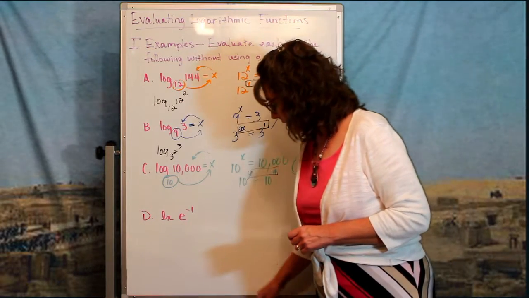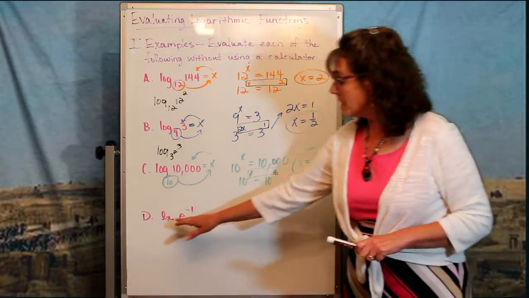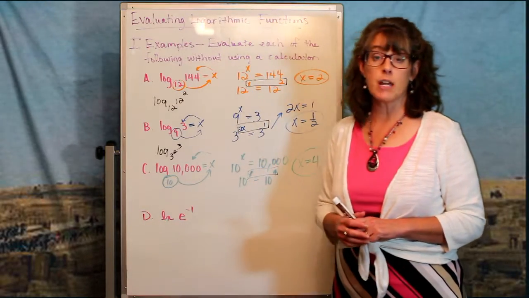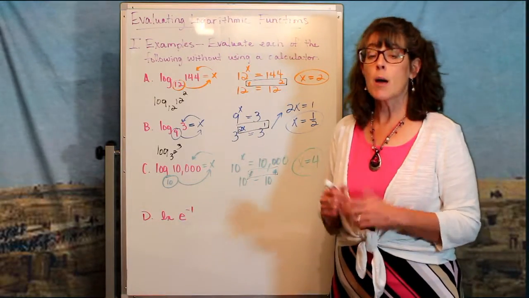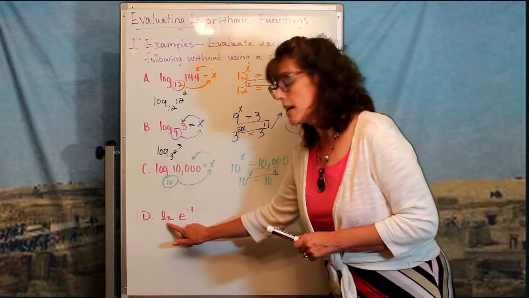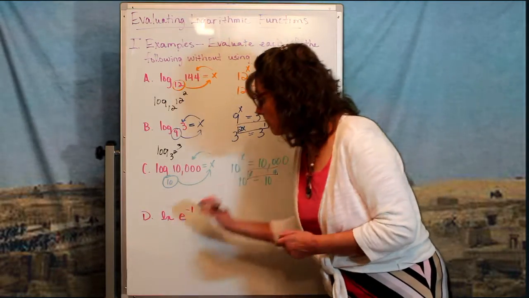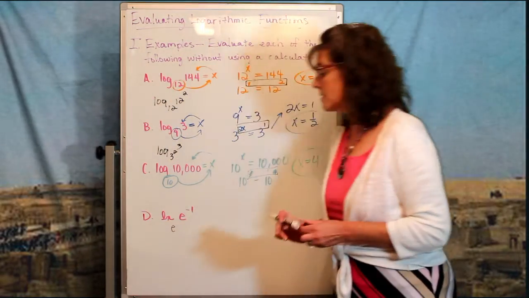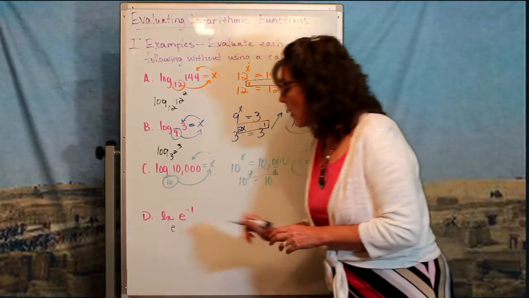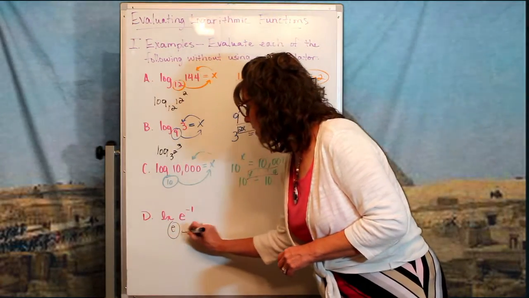All right, let's try another one down here. So we've got natural log of e to the negative 1 power. And we want to know what is that. I'm going to rewrite it. And when there is a cursive ln, that's natural log. Remember, that is an understood base of e. So I'm going to rewrite it as base to the outside power.